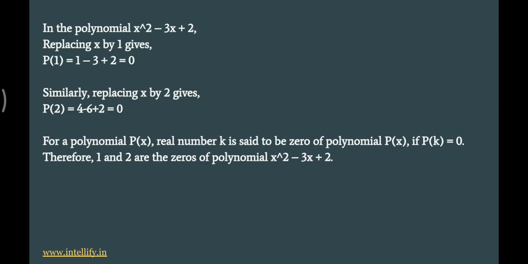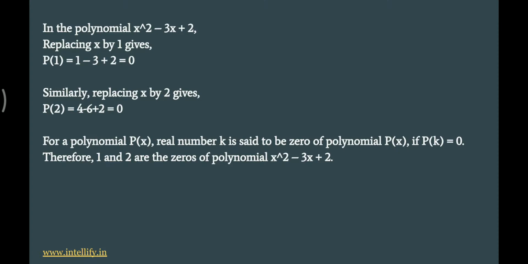Here we can see x square minus 3x plus 2. If we replace x by 1, we get 1 minus 3 plus 2, which is minus 2 plus 2, which is equal to 0. So the zero of the polynomial is 1. Similarly, replacing x by 2, if we get 0, then it is a zero of the polynomial. Here we got 1 and 2 are the zeros of the polynomial, because the value is 0, so it is known as the zero of the polynomial.